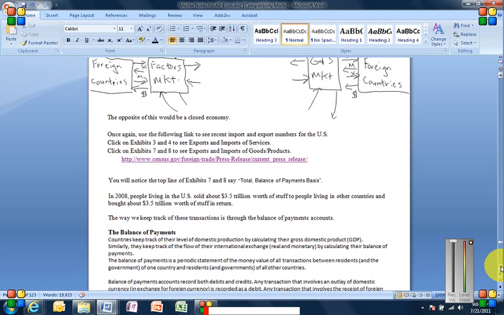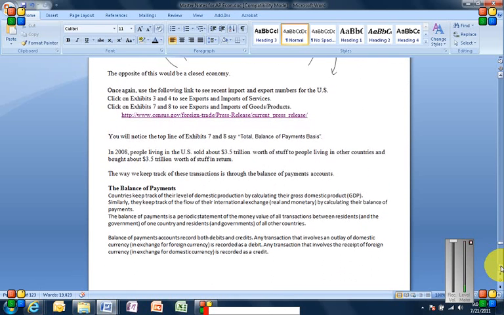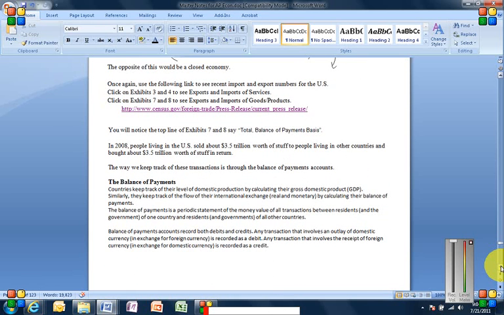The balance of payments accounts are records that countries keep of their international exchange, both real and monetary, by calculating their balance of payments. The balance of payments tracks exactly that, the money that's flowing back and forth between countries. It's a periodic statement of the money value of all the transactions between residents and the government of one country and residents as well as governments of all the other countries that they do business with. Balance of payments accounts record both debits and credits.